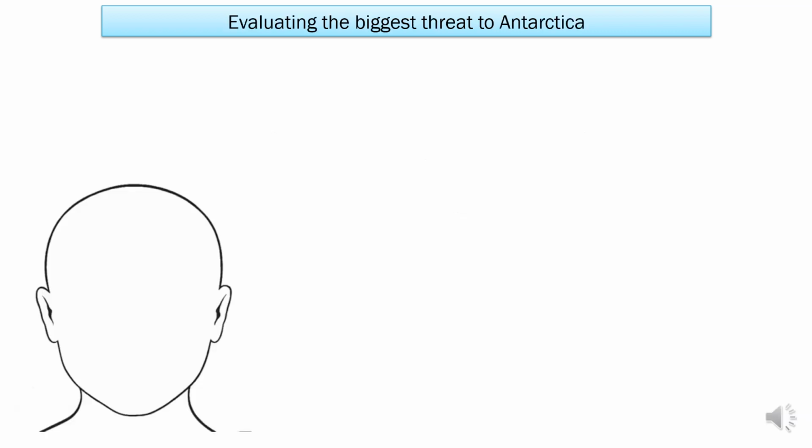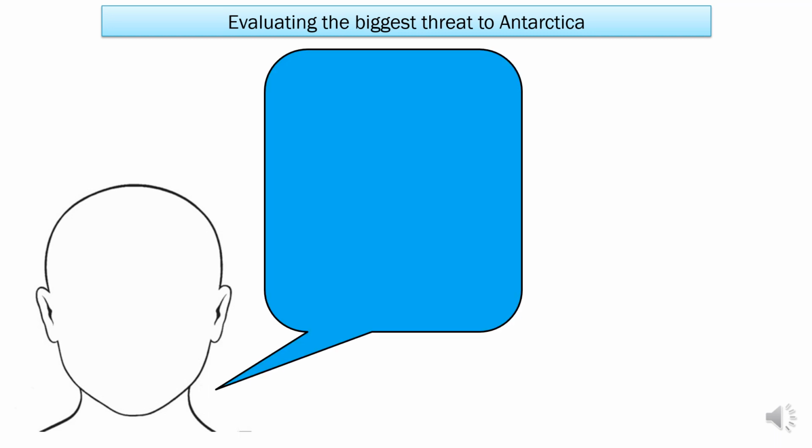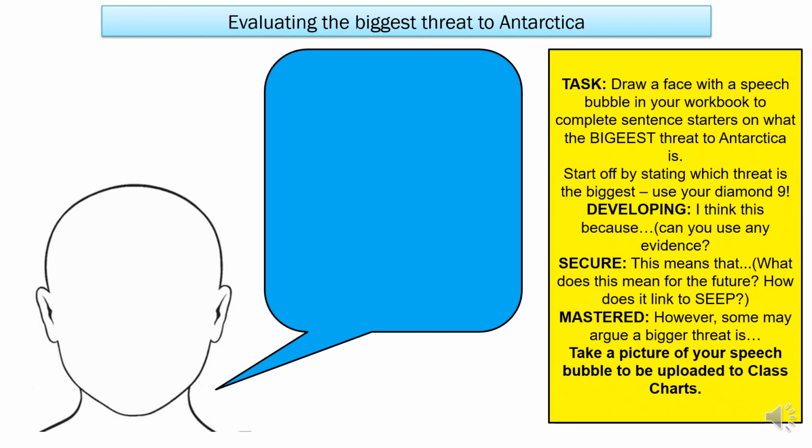Our final part of the lesson will use information and the Diamond 9 that you've created to evaluate the biggest threat to Antarctica. So in your books, could you draw for me a face and a speech bubble that we're going to fill in with some sentence starters to answer that question. The first question asks you to tell me which threat is the biggest to Antarctica. You can use your Diamond 9 for this, which threat was at the top, your biggest threat to Antarctica.